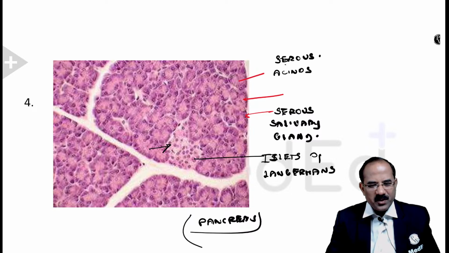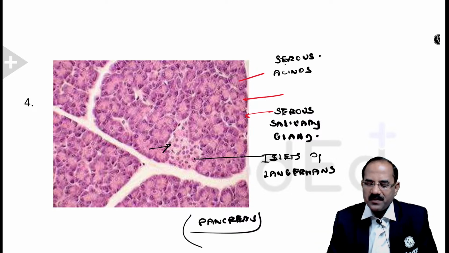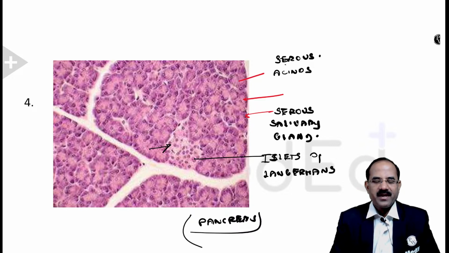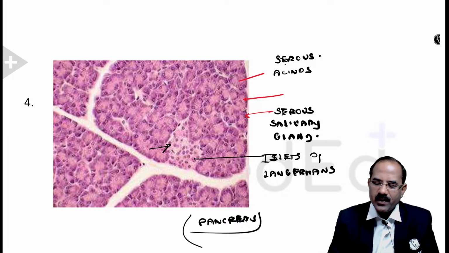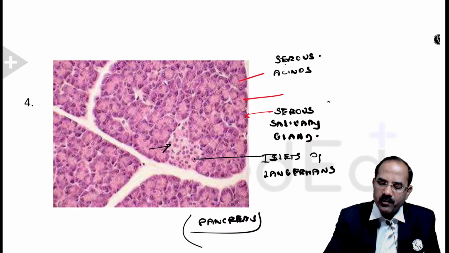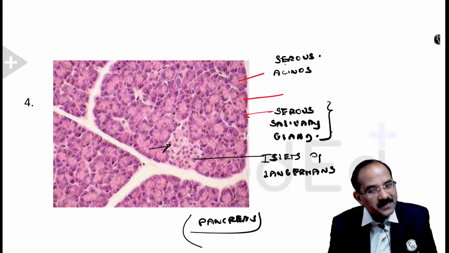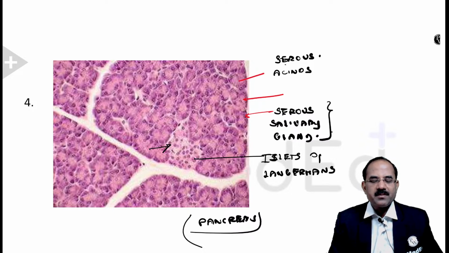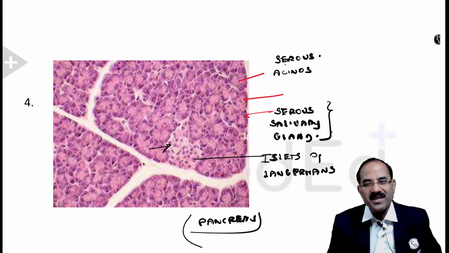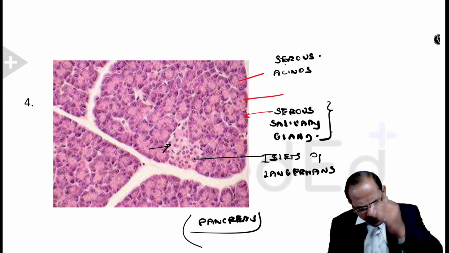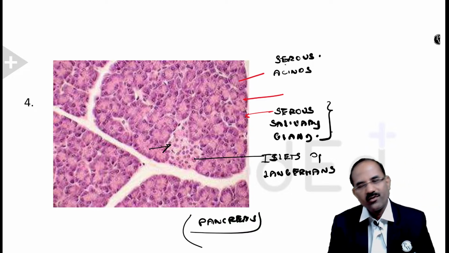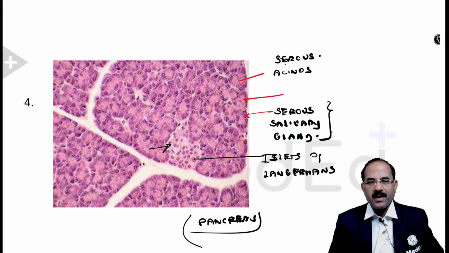So pancreas has got two things, no? One is the exocrine part and the other one is the endocrine part, right? The exocrine part of the pancreas resembles what? The serous salivary gland, because you get serous acinus. So that's like a serous salivary gland, and the endocrine part of the pancreas is the islets of Langerhans. Fine, children? So this is the slide of a pancreas. Remember this.